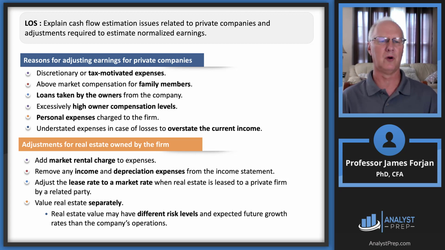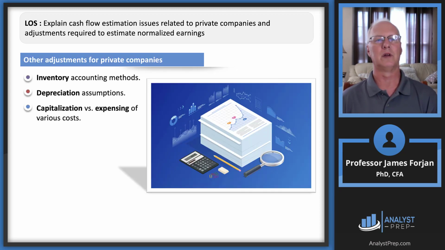How about real estate stuff? So market rental charges, of course, remove income and depreciation expenses, adjust the lease rate to a market rate. That makes sense, especially if you have a company in which they own a couple of buildings, and those buildings are being charged rent between and among all of themselves, and somehow it flows back to the parent company. And then, of course, you have Ewing Oil. You have different family members living different places. And so that could be pretty complex, but I don't imagine it would be complex on the exam. And look at that last embedded circle point there. Value real estate separately, and that's probably an important part of it.